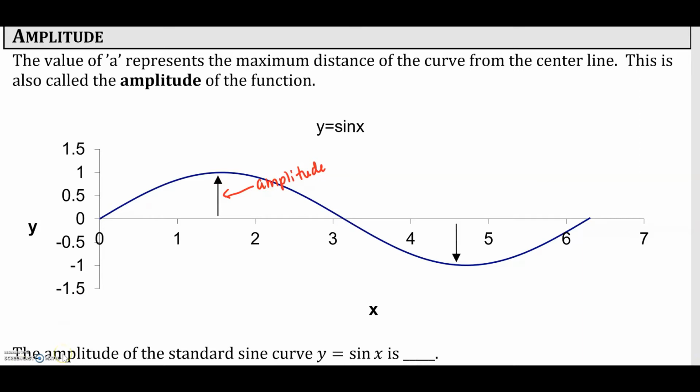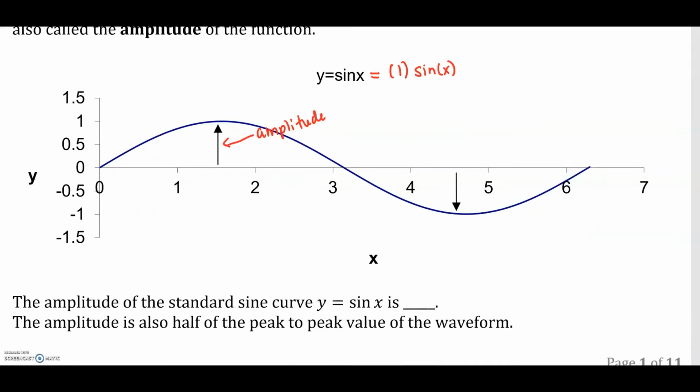and the a value in our original function would be 1 times sine of x, which is often just written as sine x. Therefore, the amplitude of the standard sine curve is 1, and the amplitude is also half the peak-to-peak value of the waveform.